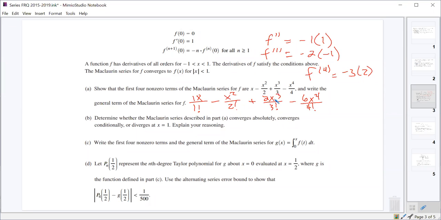Wow, that was worth 3 points. That's exciting. Oh, and write the general term. We didn't write the general term. What should our general term end up being?